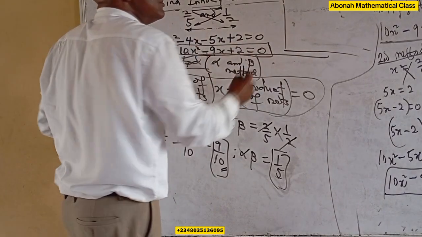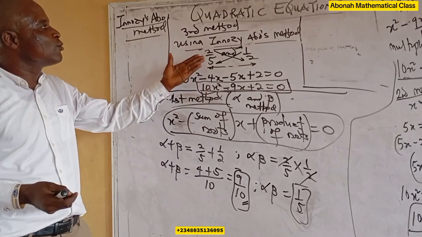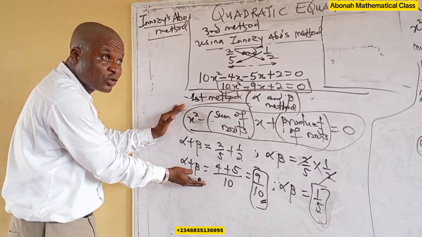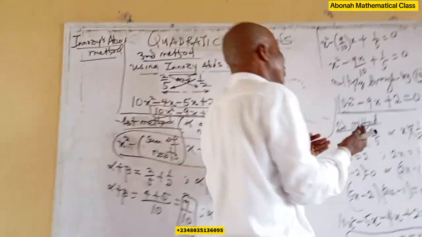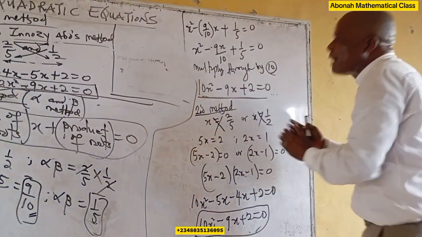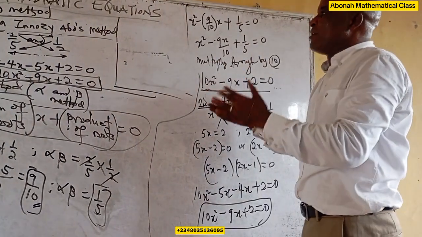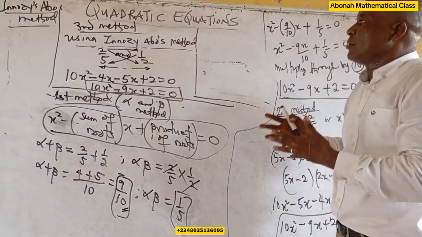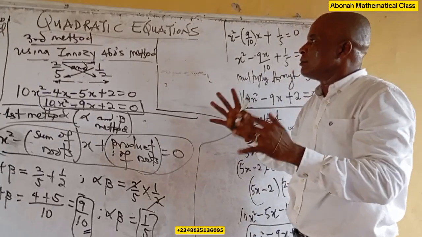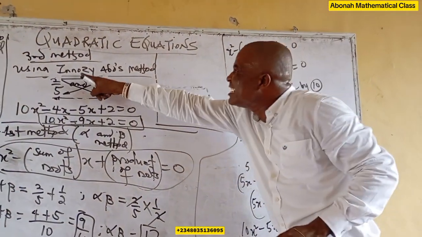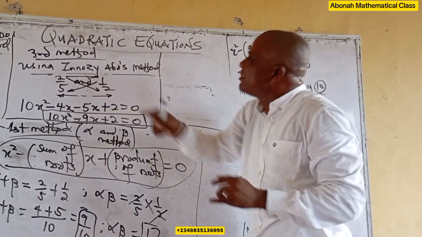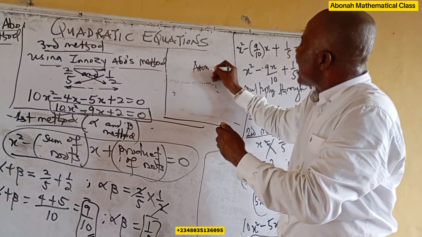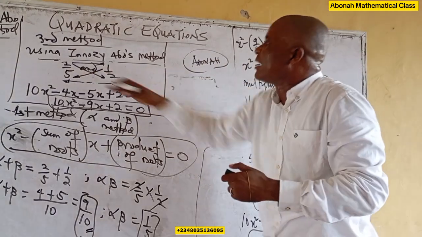Viewers all over the world, my friends all over the world, you can see what God Almighty has done in my life. The first method is the conventional method used by teachers, lecturers. The second method is also a conventional method used by everybody. But this is what Jehovah God Almighty has given to me. I celebrate my God. God take all the glory. This is Innozy Abo's method. How? My name is Innocent. My nickname is Abona. I combine my two names together to generate this method.